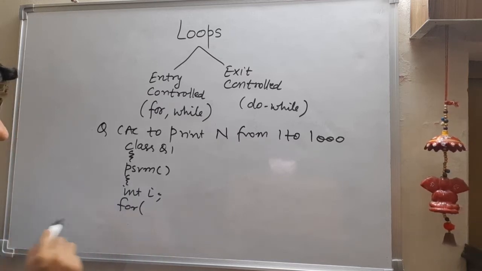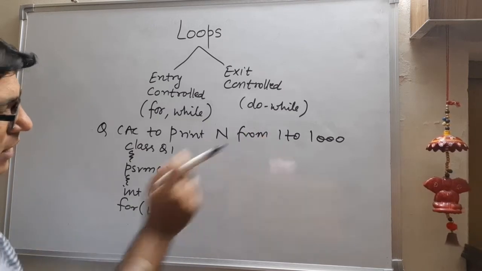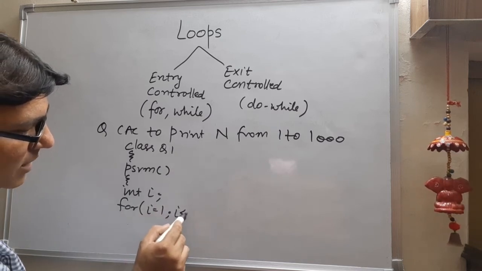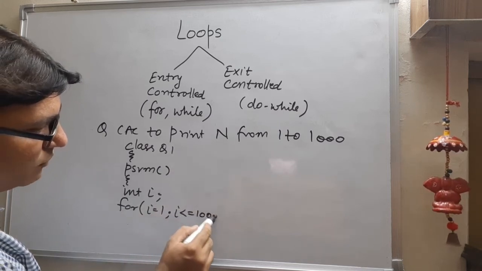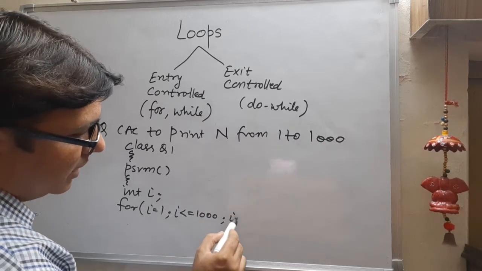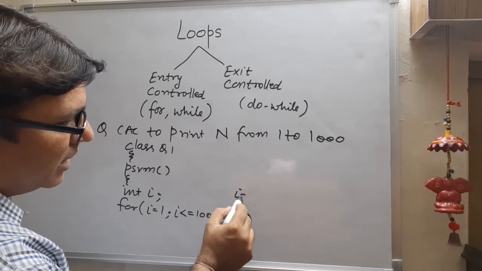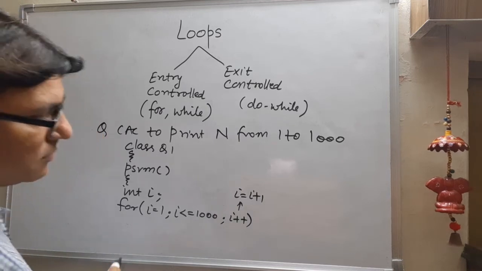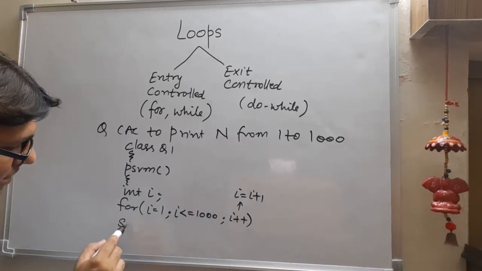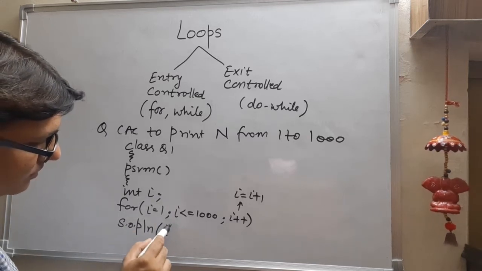First of all, we'll write for, then bracket, then i = 1, that is the starting value, then semicolon. Then the condition or the test expression i <= 1000, which is the ending value, final value, then semicolon, and then the increment or the decrement. This i++ we can also write as i = i + 1. After that, we will write the statement as System.out.println(i).